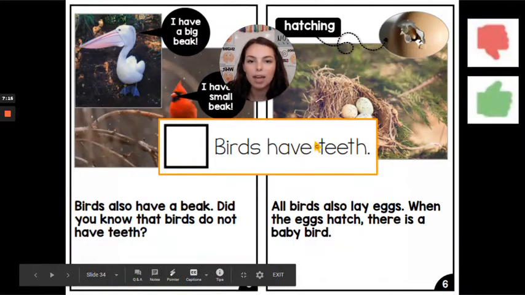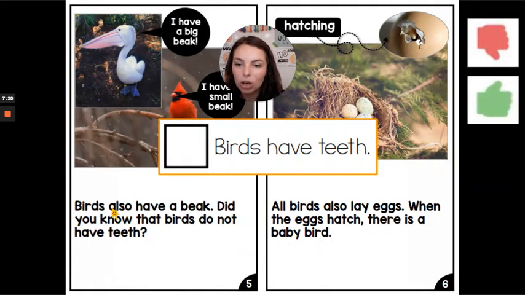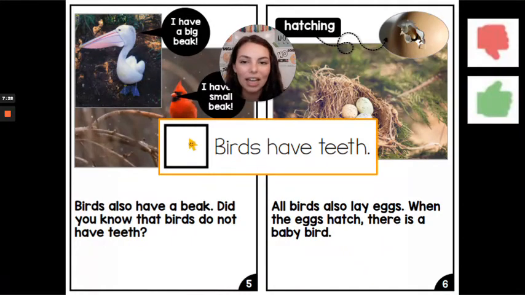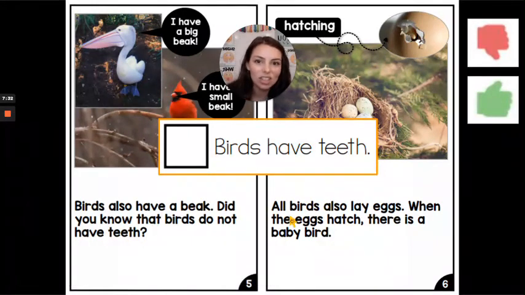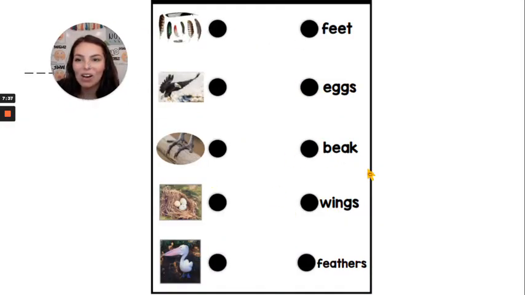Let's go to the page that talked about the beaks and teeth. Birds also have a beak. Did you know that birds do not have teeth? So thumbs down, click and drag to the box. Birds don't have teeth, they just have beaks. Okay, and so that is how you will be able to use the text evidence to answer those questions, to tell me if the facts are true or false.